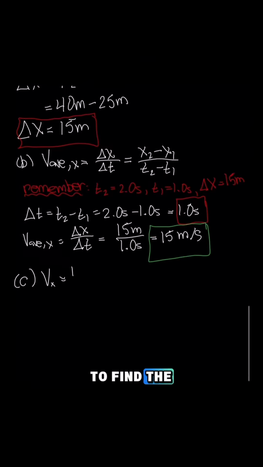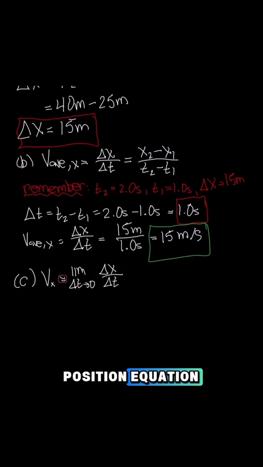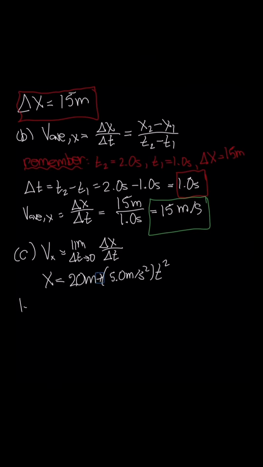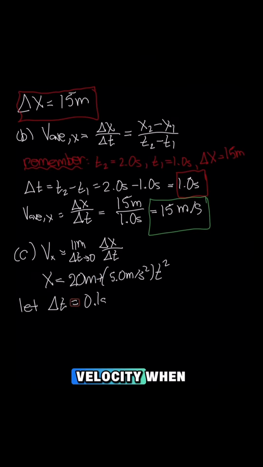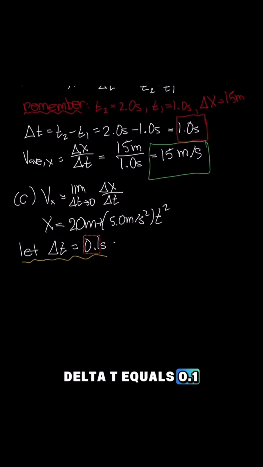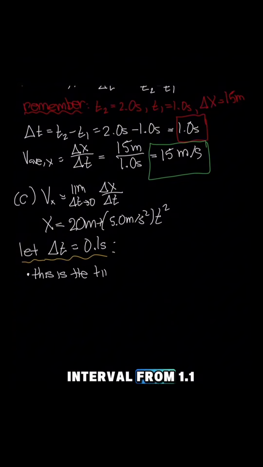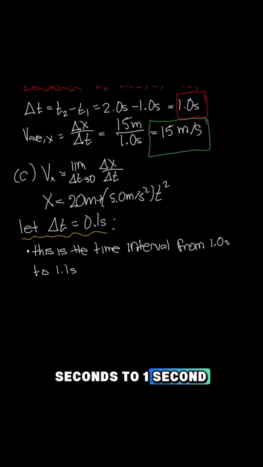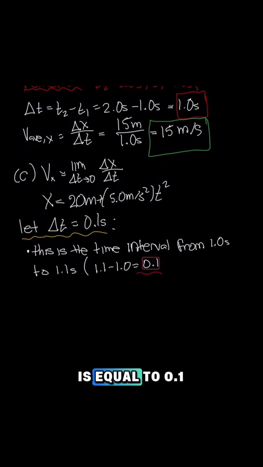Part C wants us to find the instantaneous velocity at a small delta t. So we're going to need this equation here, and then we're also going to need the position equation that was given in the problem. So the problem wants the instantaneous velocity when delta t equals 0.1. So this is going to be the time interval from 1.1 seconds to 1 second, because 1.1 minus 1 is equal to 0.1. So that would be the proper change in time.